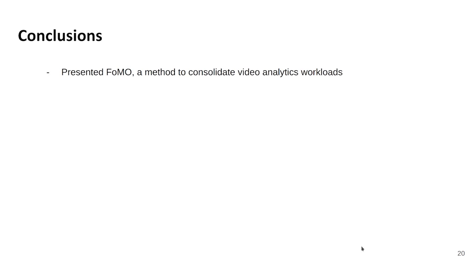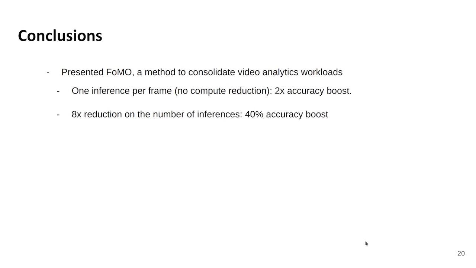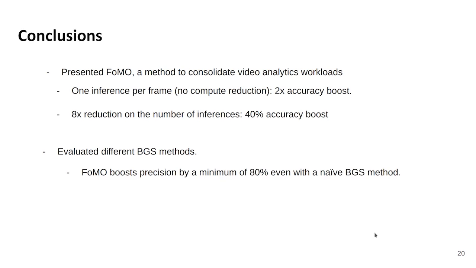To conclude the presentation, we have presented FOMO, a method to consolidate video analytic workloads while improving accuracy and resource utilization of the system. On the one hand, we've seen that with 1 inference per frame, which means that no compute is reduced, we achieve 2x accuracy boost. On the other hand, consolidating 8 cameras, so that means 8-fold reduction on the number of inferences, we achieve a 40% accuracy boost. Moreover, we have evaluated different background subtraction methods, and we've seen that FOMO consistently boosts precision by a minimum of 80%, even with the most naive background subtraction method.